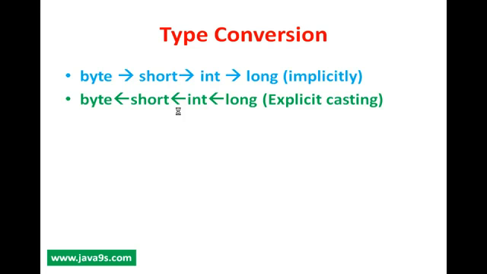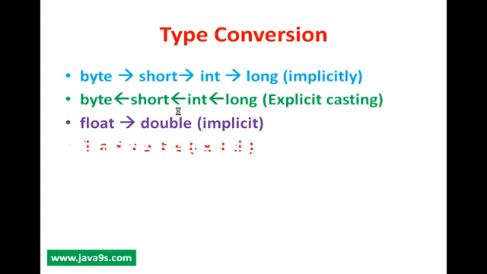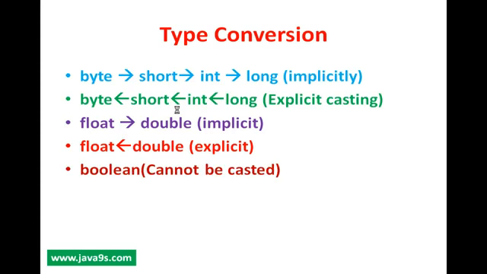So please remember that when you are trying to assign a bigger range of values to the smaller range data types, explicit casting is needed. The JVM or Java will not do that implicitly. So float to double is implicit, but when it comes to double to float, we need explicit casting. Whereas boolean cannot be cast, it's a totally different data type.